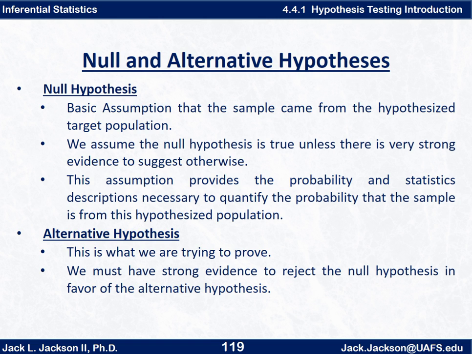And the alternative hypothesis, on the other hand, is what we're trying to prove. So notice you basically assume that the opposite of what you're trying to prove is true, and that what you're trying to prove is false, and the data has to provide enough evidence to reject the null hypothesis in favor of the alternative hypothesis.